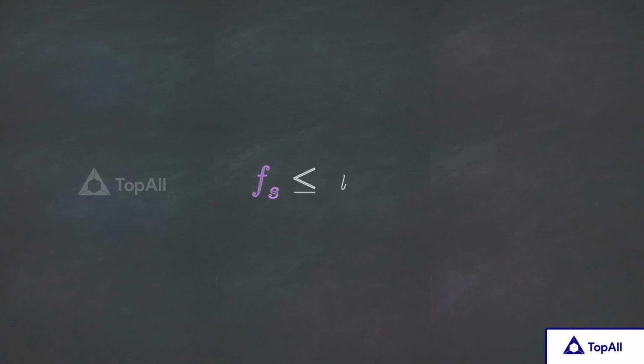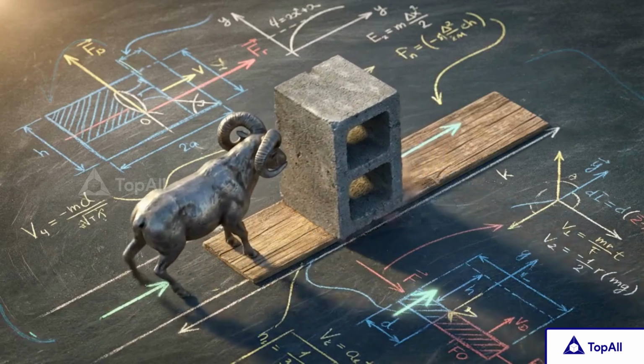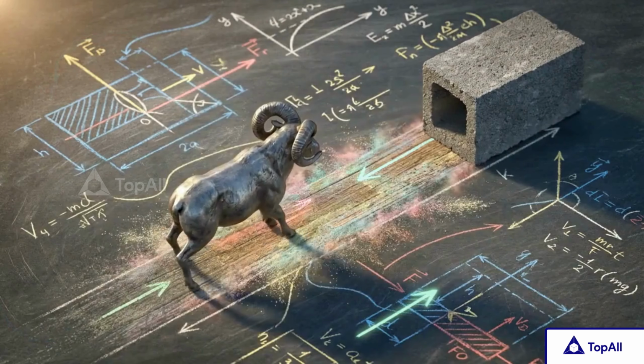But it can only resist up to a strict mathematical limit. This equation shows that the maximum possible static friction is determined by the coefficient of static friction multiplied by the normal force. The moment your applied push exceeds that maximum threshold, the static grip breaks. The object suddenly jerks forward and begins to slide across the surface.